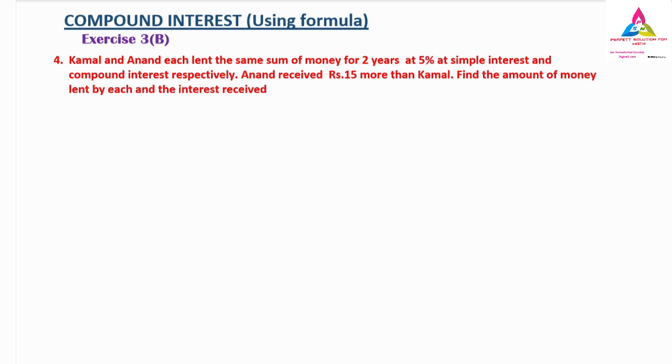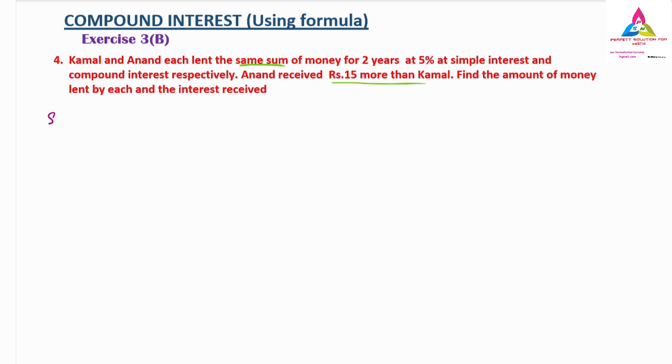In the next line they have said that Anand received 15 more than Kamal. This is the very important statement. It means the amount Anand received, that is the compound interest, is 15 rupees more than Kamal's. Find out the money lent by each and the interest received, meaning we have to find the common money, the same sum of money they have kept, and the interest received by Kamal or Anand for the 2 years.